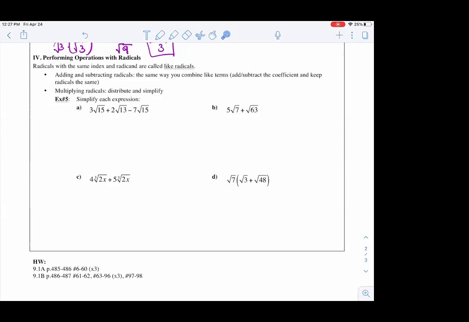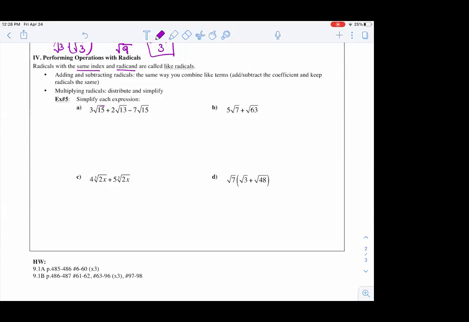Okay. Do you understand what like radicals are? There are two things. One is they should have the same index and same radicand. Index is the number that stays inside the bucket looking thing, like the cube root, then it's 3. If it's 4th root, it's 4 and so on. Those are the index.